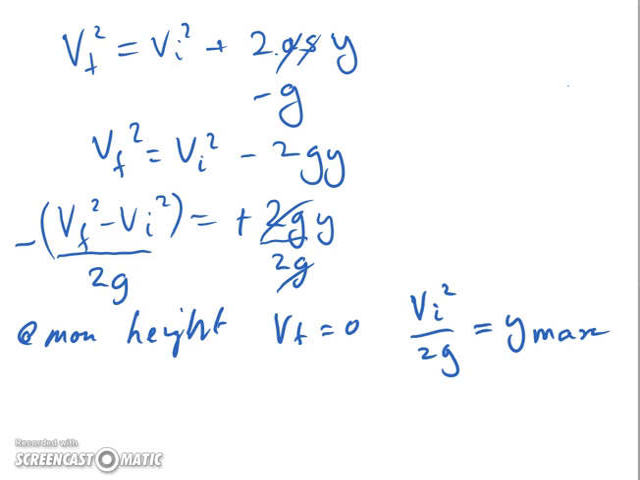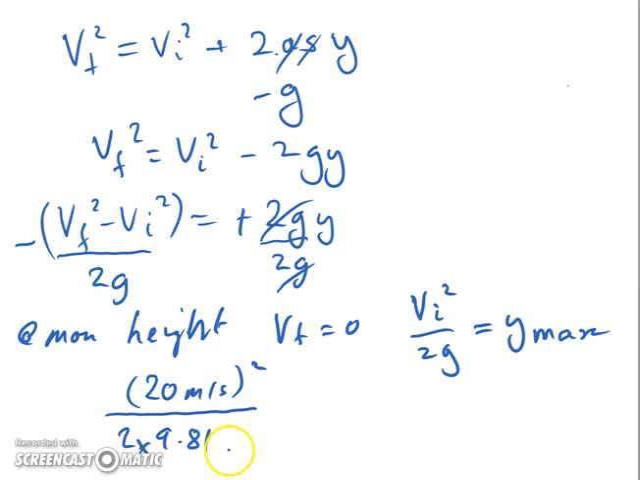So if we substitute in our numbers, we have vi is 20 meters per second, squared, divided by 2 times 9.81 meters per second squared. And so we can see that meters squared divided by meters per second squared is meters, so this will be an answer in the unit of meters.